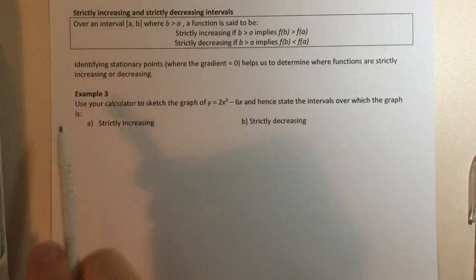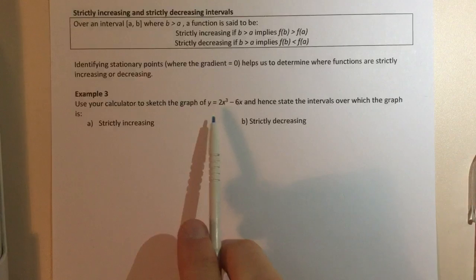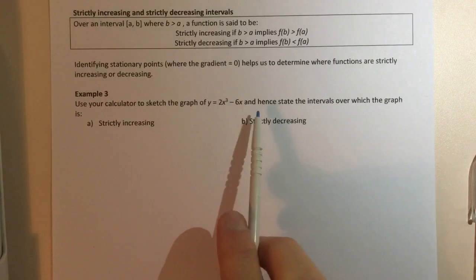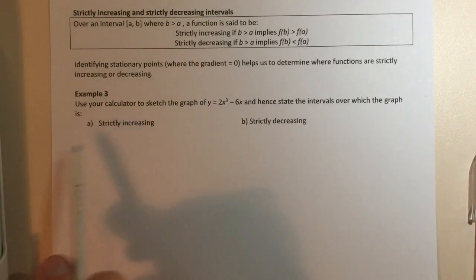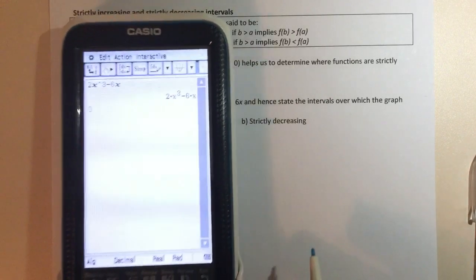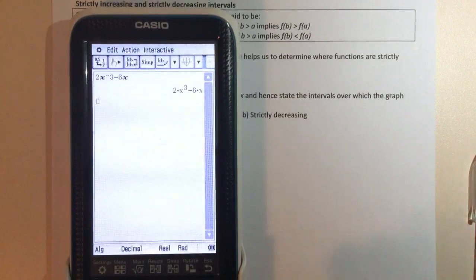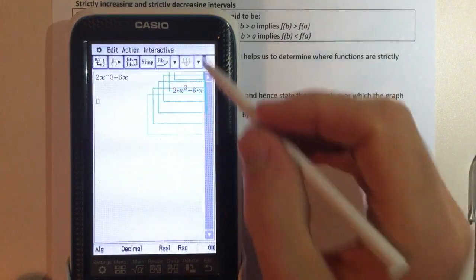This one says to use your calculator to sketch the graph of y equals 2x cubed minus 6x, and hence state intervals over which the graph is strictly increasing and strictly decreasing. Okay, so in my calculator here, I've just typed the equation into the main screen, and I'm going to pop this onto a graph.